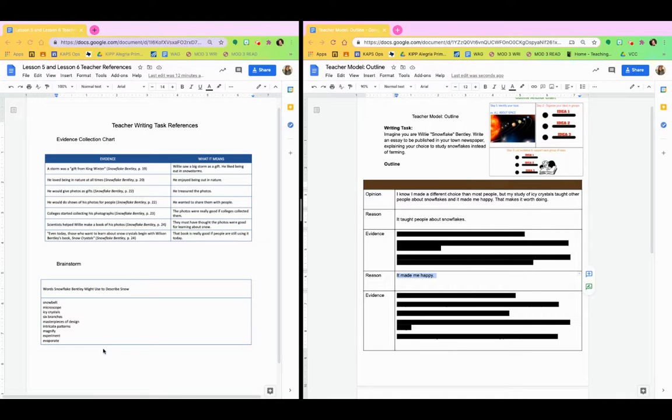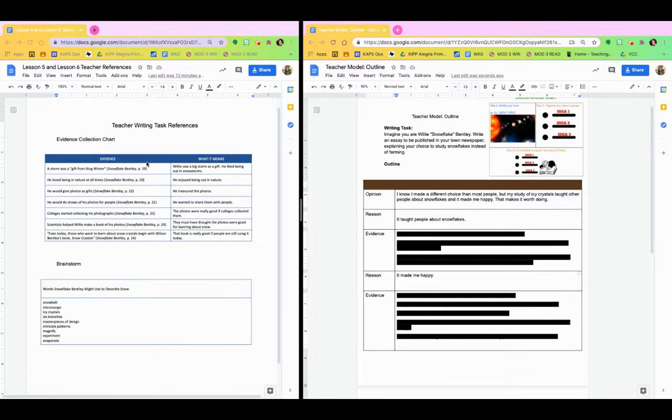In my outline, I can group my evidence in a way that makes sense. I have 2 reasons. It makes sense to group my evidence in an outline based on which reason it supports. So I'm going to find evidence that supports it taught people about snowflakes and then evidence that says it made me happy. I will look at my evidence collection chart for evidence that explains how Willie's art taught people about snowflakes. I see 3 pieces of evidence related to this idea. I'm going to add them to the evidence box under this reason.